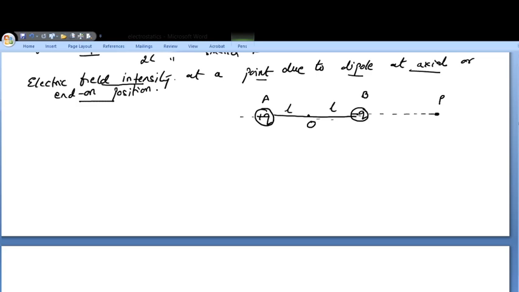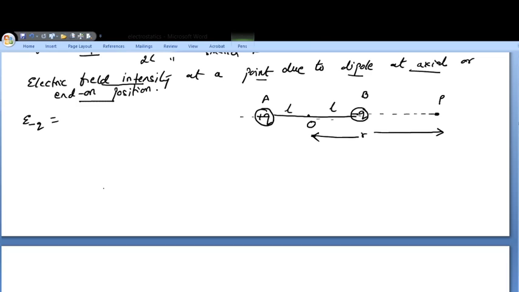Whatever is the superposition principle which is applicable for forces, it is also applicable for electric field. So whenever you need to calculate the electric field, it is going to be the vector sum. Now let's see what will be the electric field at point P because of minus Q. And let us suppose that point P is at a distance r from the center. So this is the distance r.